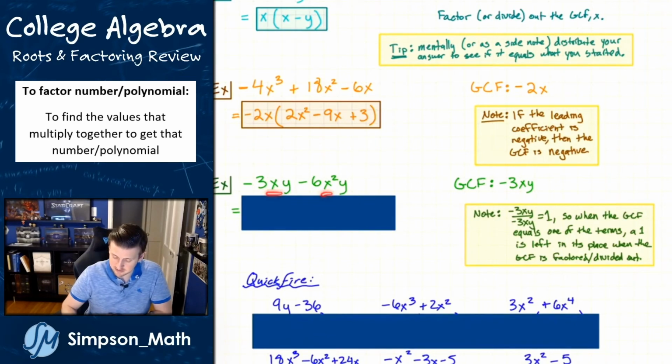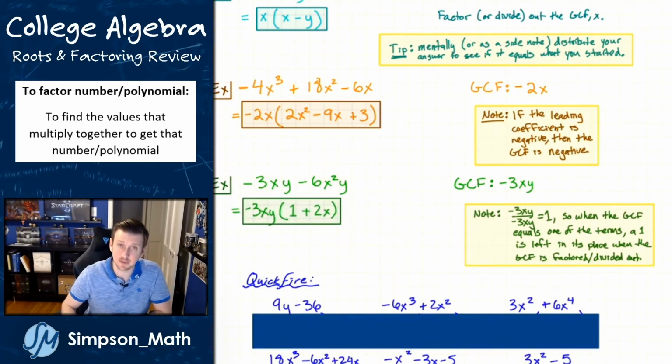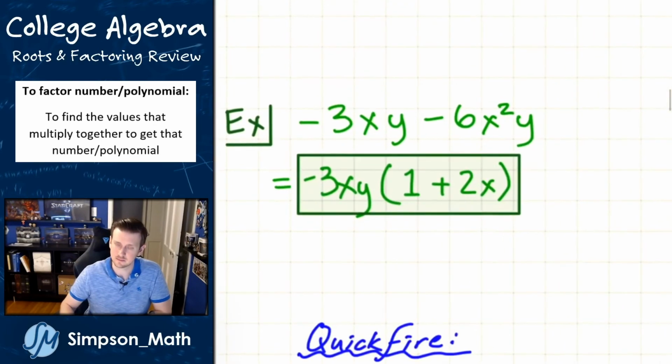They both have an x, and they both have a y. They don't have more than one x in common. This one has 2 of them, this one only has 1. So my GCF is a negative 3xy. Now, when you factor out that negative 3xy, we end up with this.